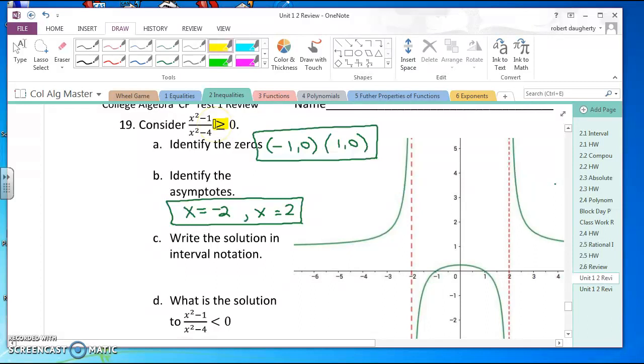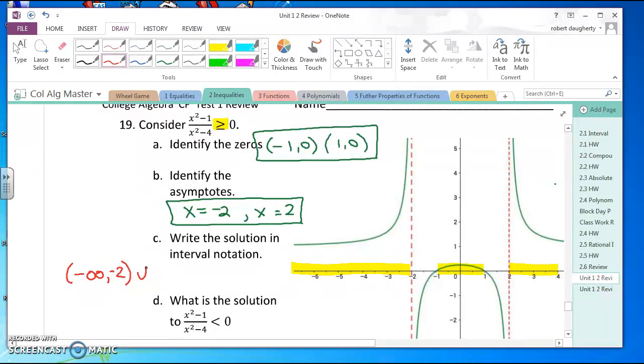In order to do that, I'm going to highlight on the x-axis where am I greater than or equal to 0. It looks like from there to there, and from 2 on to infinity. So I see 3 intervals for that. It is greater than or equal to 0. So from -infinity to -2, always a parentheses on -infinity. -2 is an asymptote, so parentheses.